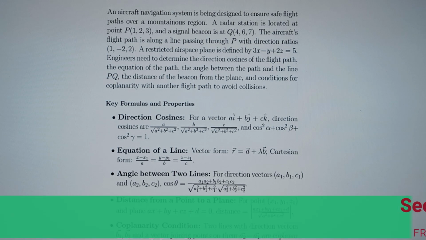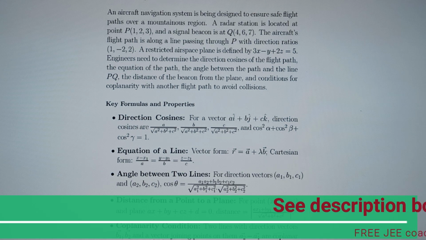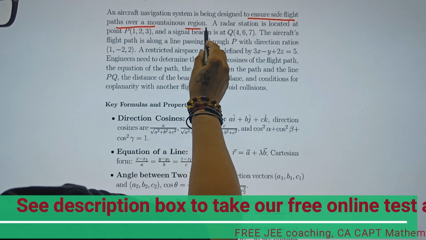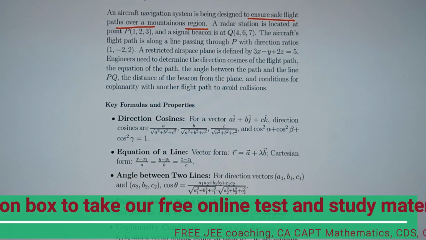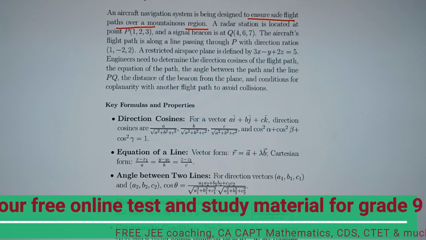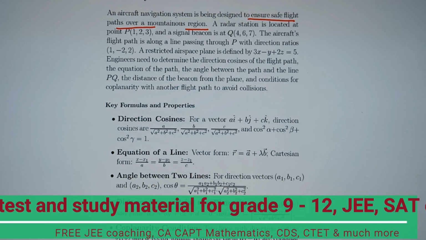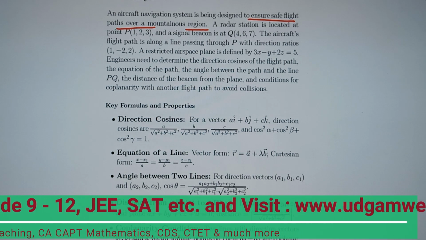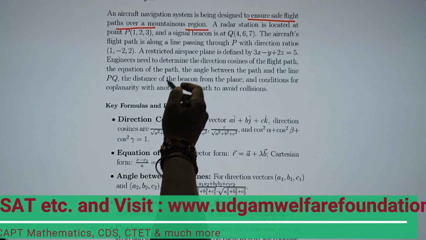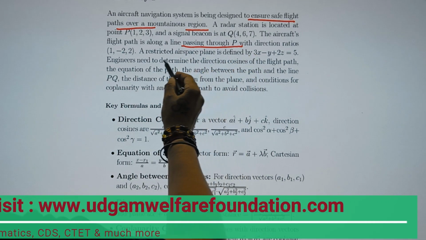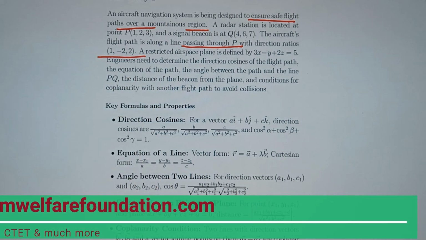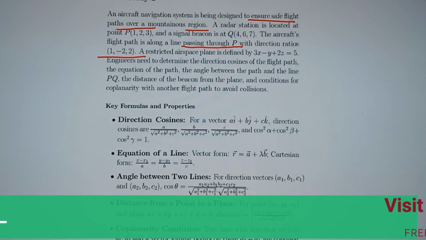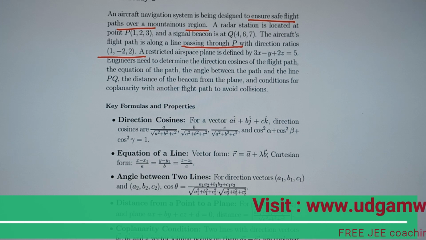An aircraft navigation system is being designed to ensure safe flight paths over a mountainous region. A radar station is located at the point P, which is (1, 2, 3), and a signal beacon is at Q (4, 6, 7). The aircraft's flight path is along a line passing through P with direction ratios as given. A restricted air space plane is defined by 3x minus y plus 2z is equal to 5.